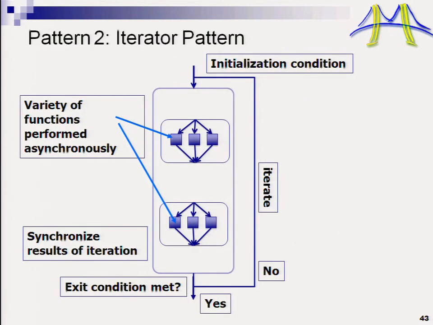Okay, iterator pattern. So what's the iterator pattern? We have some initialization condition. We can do things pretty much in any order that we like, or maybe we can have very loose scheduling precedences between them in the middle of this block, and then we synchronize at the very end, and then we ask, did we meet some exit condition? If so, we're done. Otherwise, let's go through and iterate. So how about some examples of this?